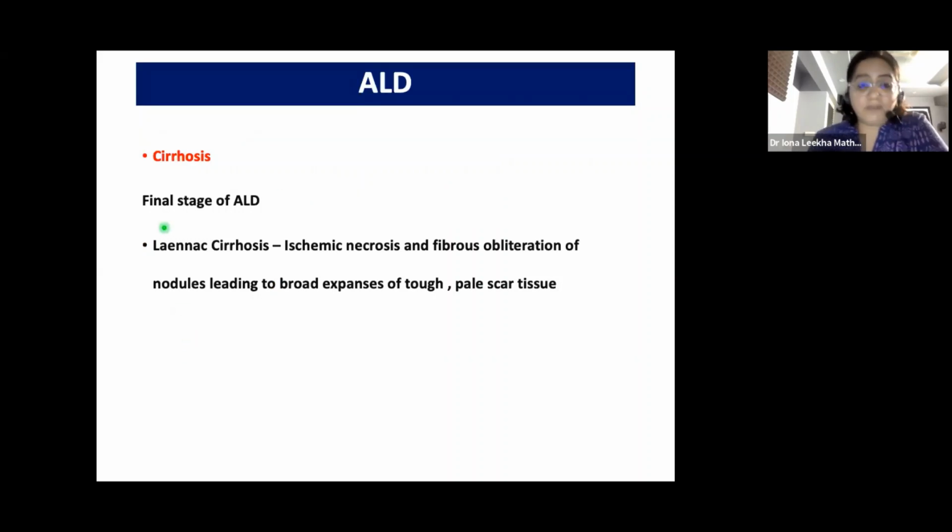Then the final stage of ALD is cirrhosis, and we see the micronodular cirrhosis, that is, there is ischemic necrosis and fibrous obliteration of the nodules, which leads to broad expanses of tough, pale scar tissue.